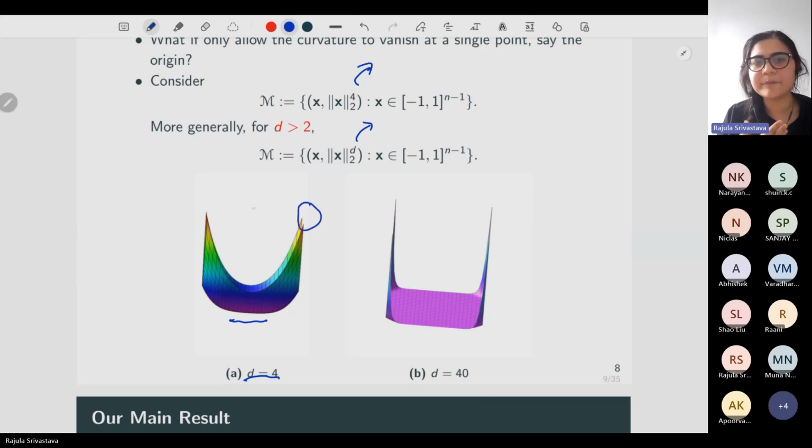And don't worry about these kinks. They're not there. The hypersurface is really smooth. I just cut the graph off at some point. And for example, if you take d equals 40, which is a very, very high degree, you really see the flatness come into the hypersurface around the origin. The idea is that as d goes to infinity, your surface becomes infinitely flat, and that's the hyperplane case.